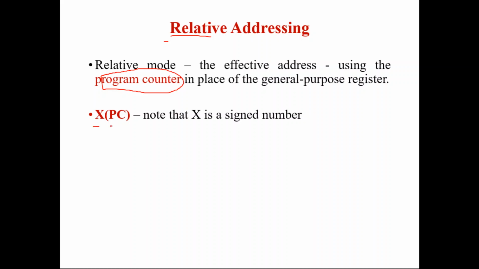We give x of PC. Here x is some constant, which will be added with the content of PC. Whatever address you get, the value at that location will be accessed. If PC is 2000 and x is 8, then 2000 will be added with 8, and you get the address 2008. Now the value at location 2008 will be accessed. This type of addressing is called relative addressing mode.